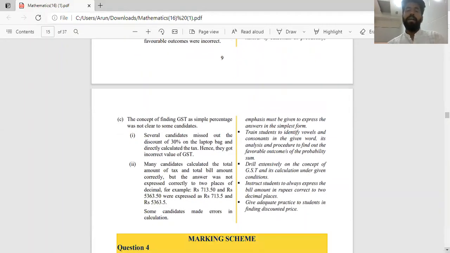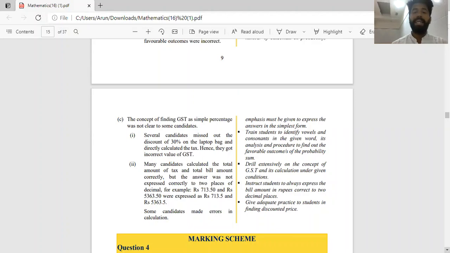Several candidates missed out the discount of 30% on the laptop bag and directly calculated the tax. Hence, they got an incorrect value of GST. You have to keep in mind that if a discount is involved, you first have to reduce the discount. You have to find the discounted price and then calculate the tax on the discounted price.